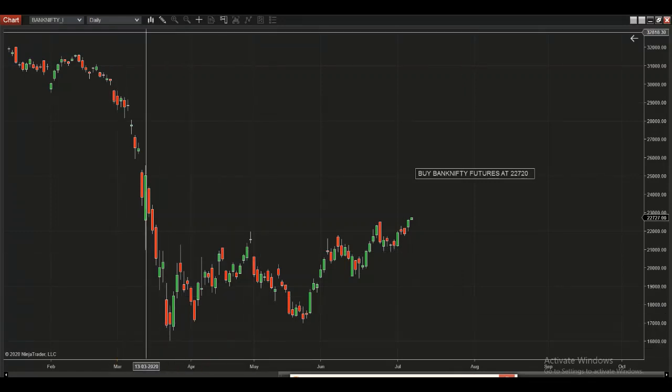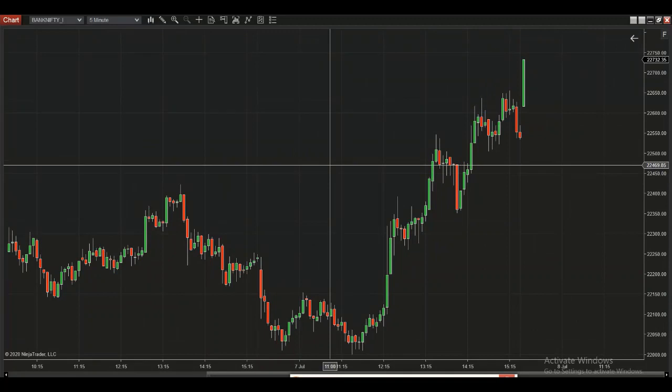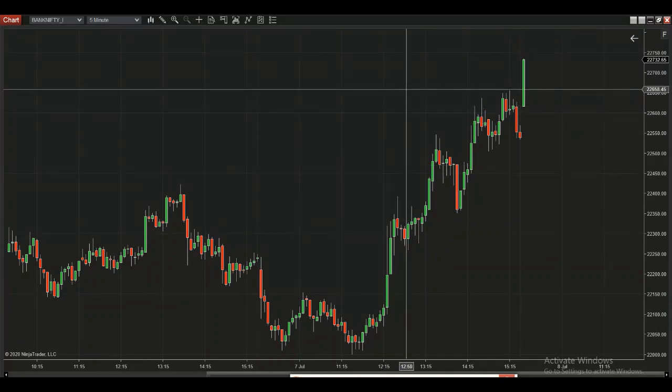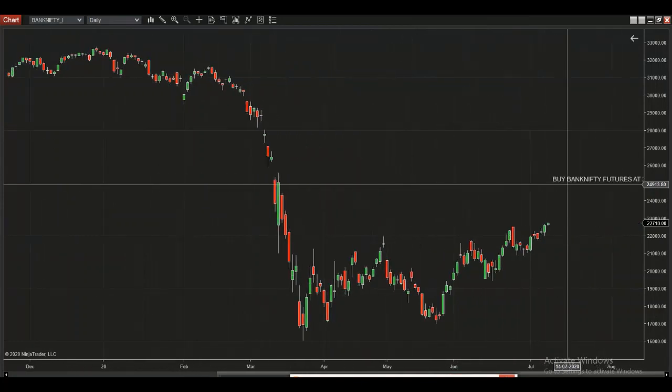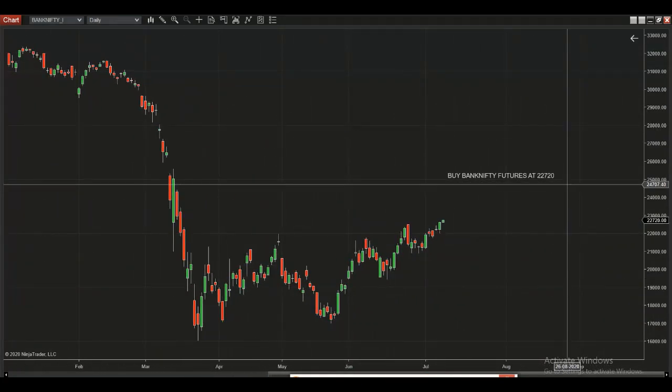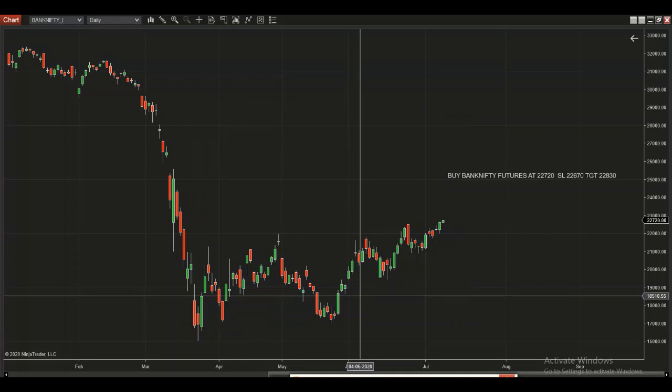Let me open 5 minutes chart here. Let me have a look at low. Okay, so I will keep stop around 670. 670 will be my stop and target. So I'm looking at 22,830. Let's wait what happens.